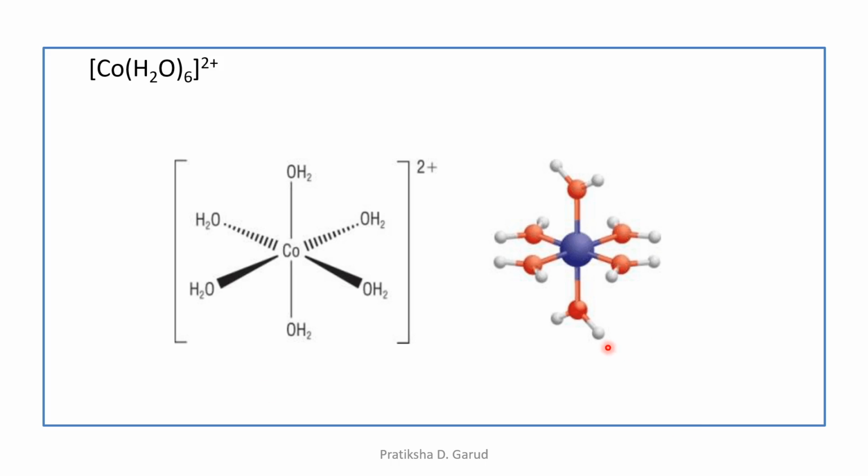And the second one is the same, that is the ball and stick model of [Co(H2O)6], in which at the center we have the metal cobalt, and it is surrounded by the 6 water ligands, that is the first, second, third, fourth, fifth, and the sixth. So these are the 6 water ligands which are attached to the central cobalt metal. So this is called a complex ion.